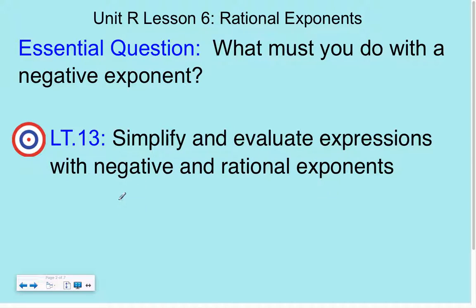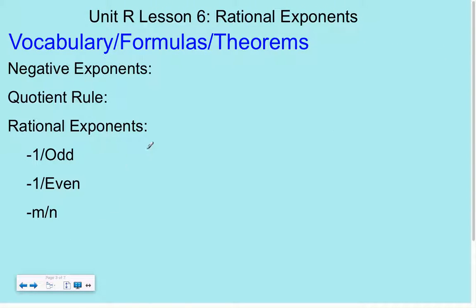That'll be a key question today. And then also be able to, your learning target, simplify and evaluate expressions with negative and rational exponents. All right, so a few things that you need to know.